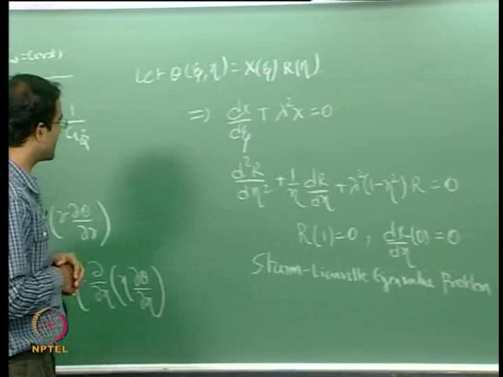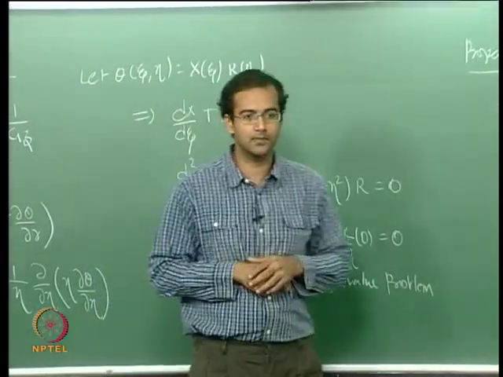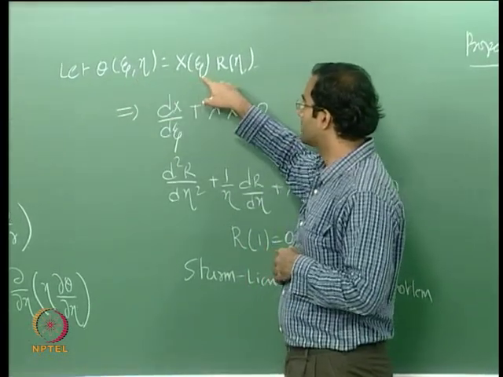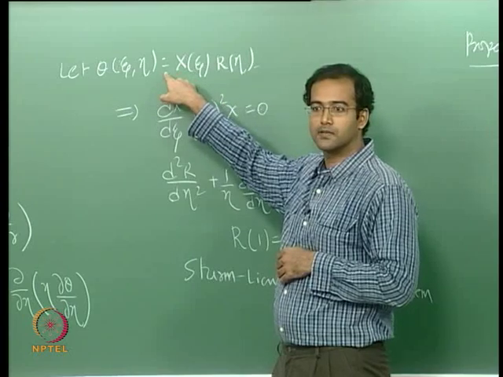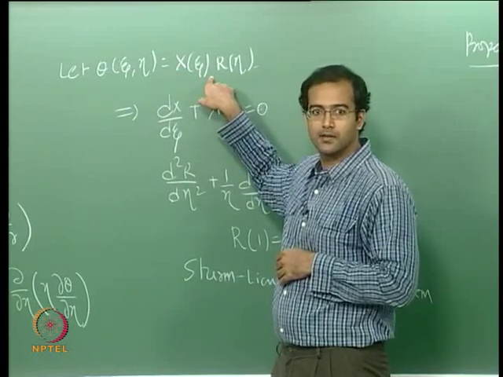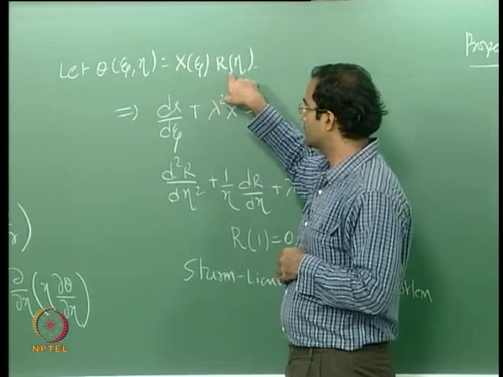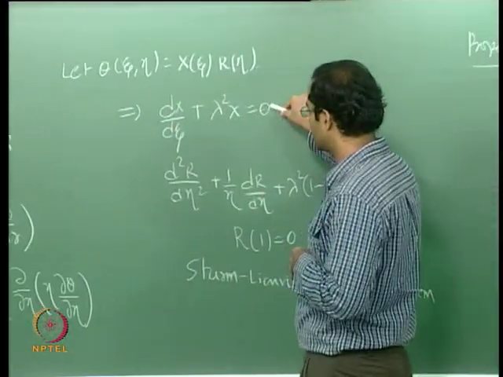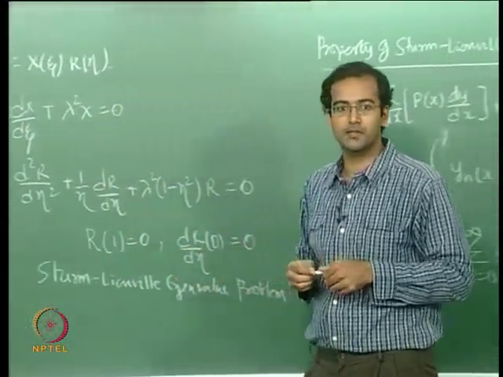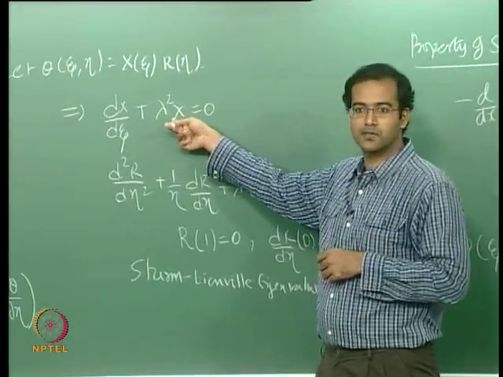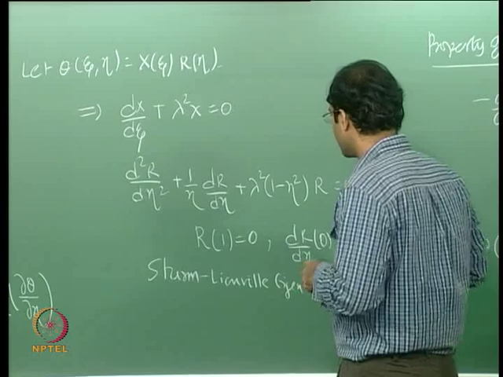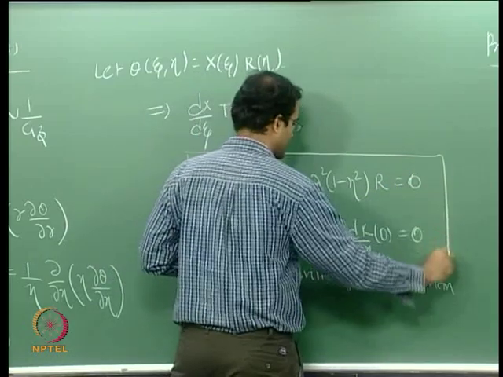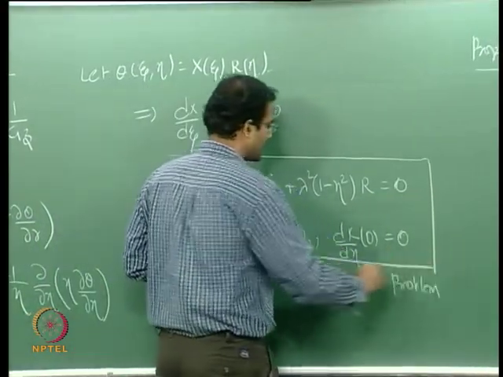So now once you assume that you can use separation of variables to solve this, we introduce theta and we break up the solution as a product of two independent solutions. One is a function of only eta, the other is a function of zeta. So we introduce X as a function of zeta and R as a function of eta, and then substitute into the PDE, and then we reduce the PDE to two ordinary differential equations through the eigenvalue lambda square. And the eigenvalue problem here is basically the one with homogeneous boundary conditions, which is basically in the eta direction.